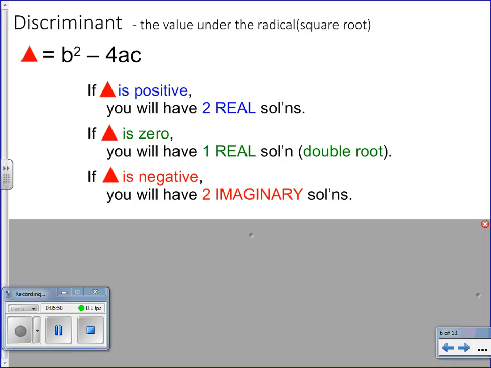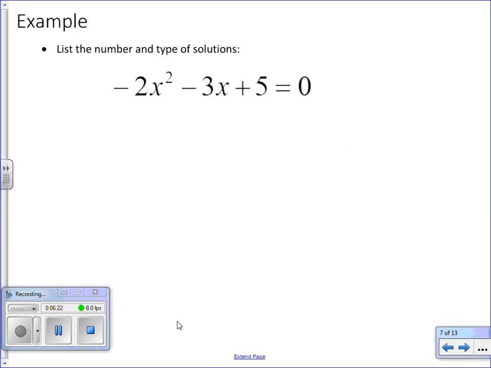So we'll look at an example first before we do the actual quadratic formula of just finding the discriminant and determining what type and how many solutions we have. So all we have to do to figure out how many and what type of solutions we have is to calculate b squared minus 4ac, the stuff underneath the radical. Okay, so here's our first example with the discriminant. Suppose I give you negative 2x squared minus 3x plus 5, and it's equal to 0.